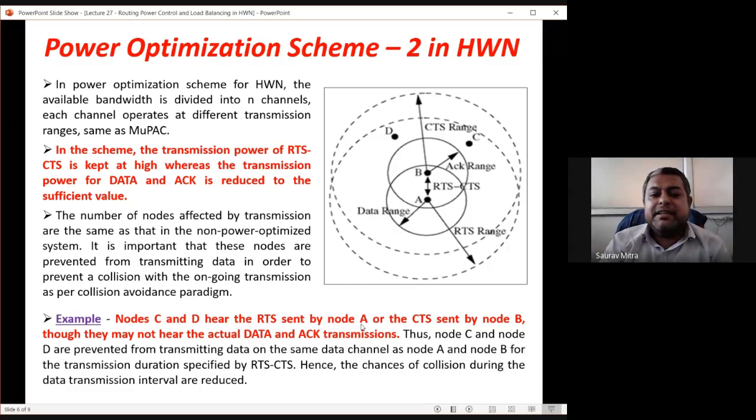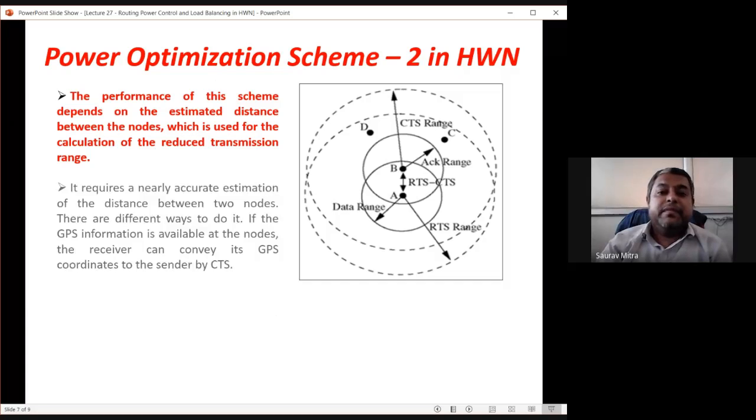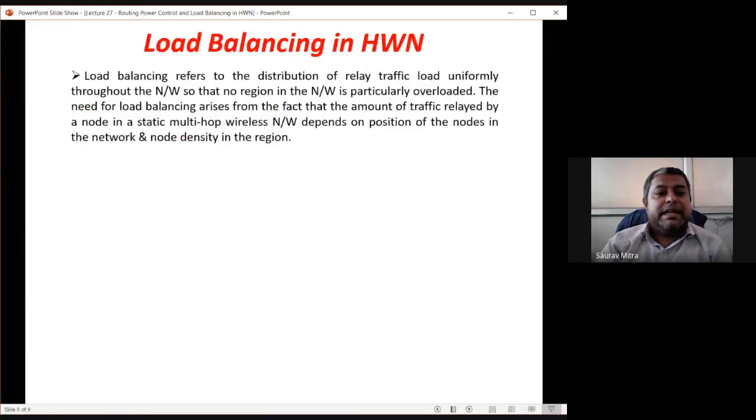Example, node C and D: here the RTS sent by node A and CTS sent by node B, they may not hear the actual data and acknowledgement transmission. Thus, nodes C and D are prevented from transmitting data on the same data channel as nodes A and B are in couple, and they have formed a couple with RTS CTS. Hence, the chances of collision during the data transmission interval are very less. It reduces. So this is a very smart kind of power control optimization scheme which is found in case of HWN. So this is also explained here.